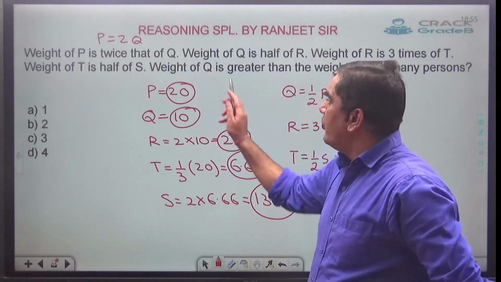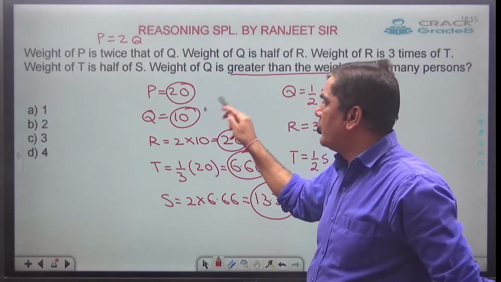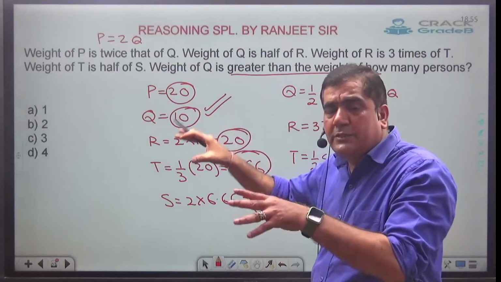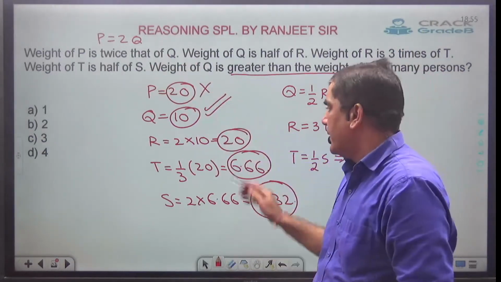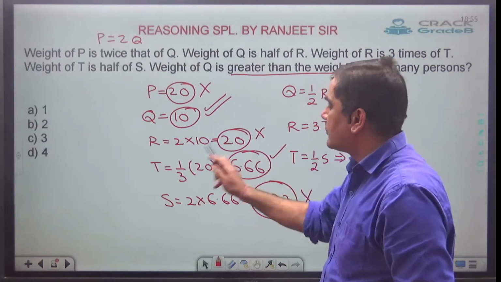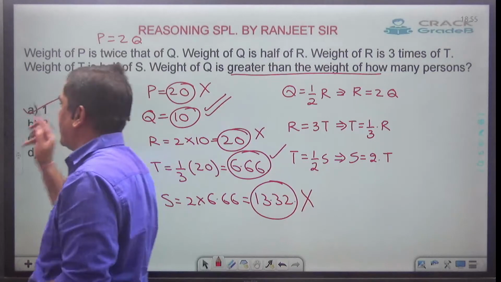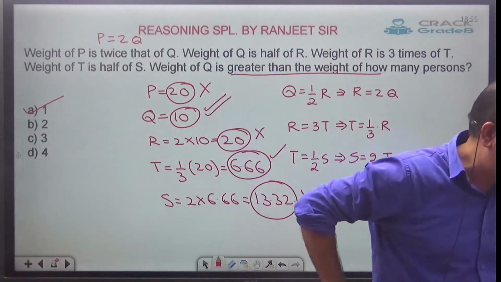Now the question says the weight of Q is greater than the weight of how many persons? Weight of Q is 10. Q is greater than how many persons? P cannot be because P is more. R cannot be. So the answer is only 1 person and that will be T.